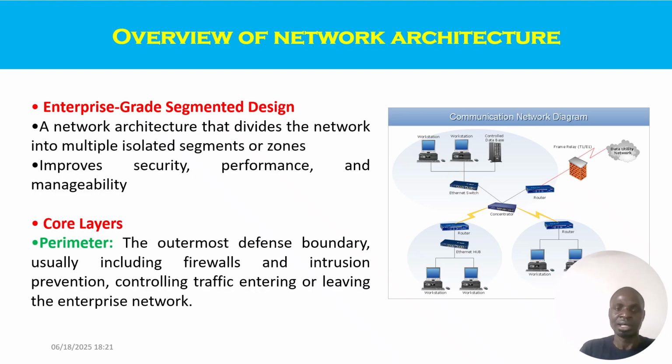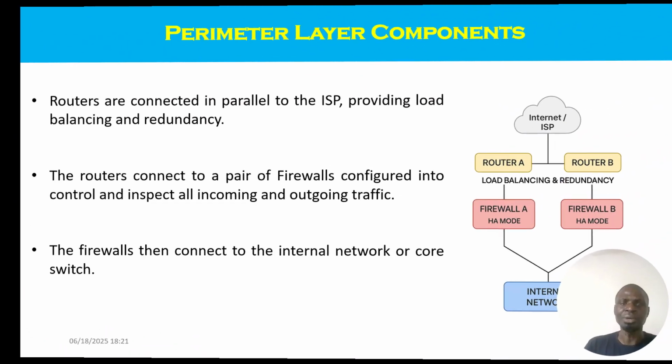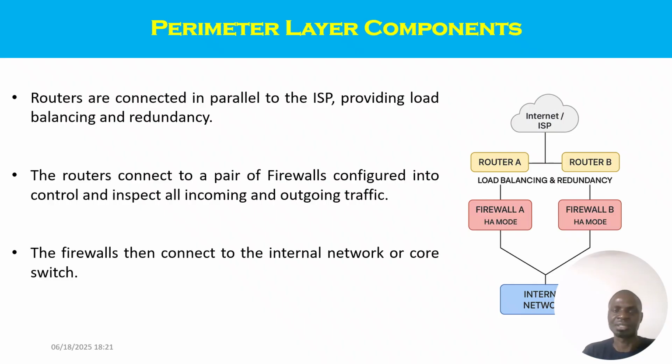What are the core layers that we have? First, I'll start with the perimeter. The perimeter is the utmost defense boundary, usually including firewalls and intrusion prevention, controlling traffic entering and leaving the network. And we want to look at the perimeter layer components. We have routers that are connected in parallel to the ISP, providing load balancing and redundancy. The routers connect to a pair of firewalls configured to control and inspect all the incoming and outgoing traffic. The firewalls then connect to the internal network or core switch.